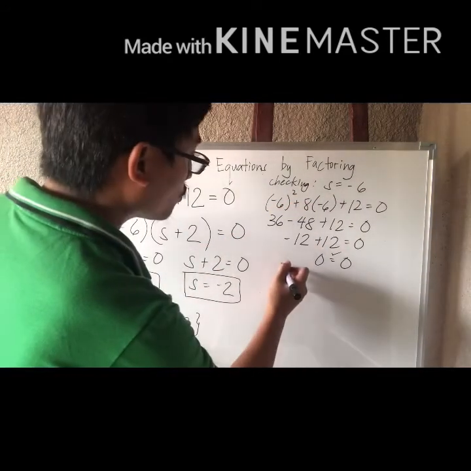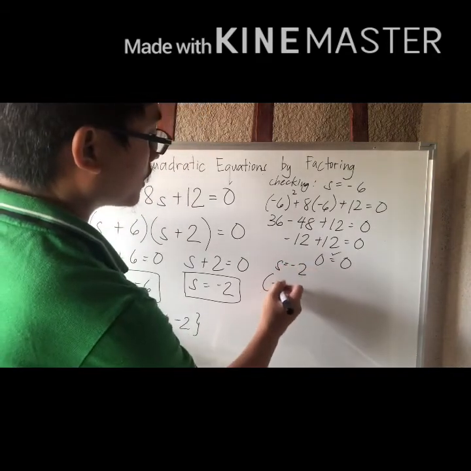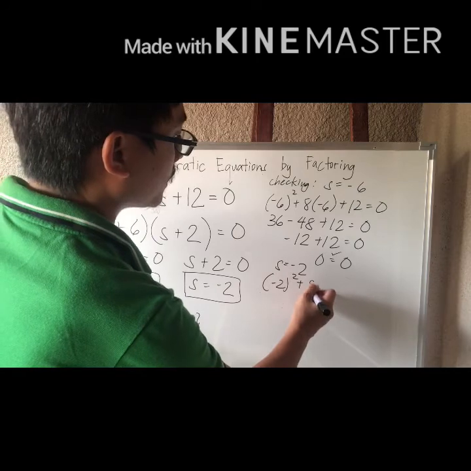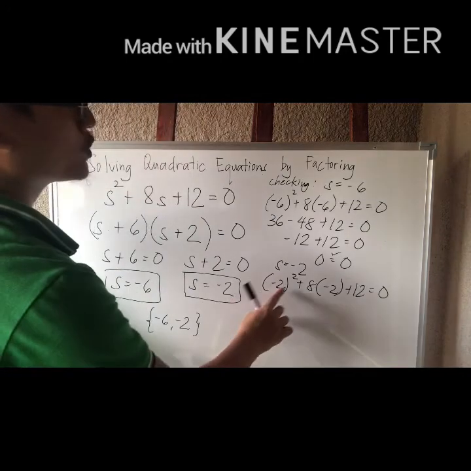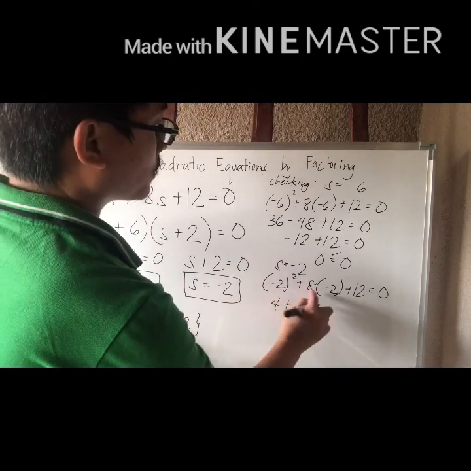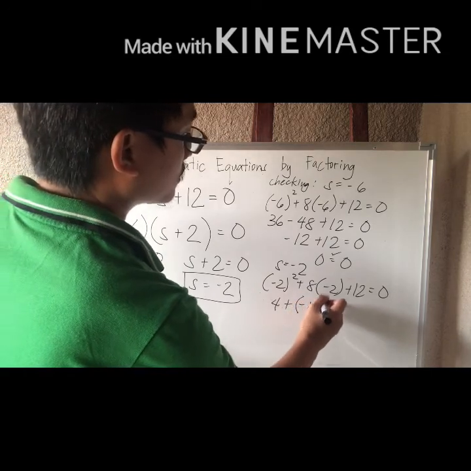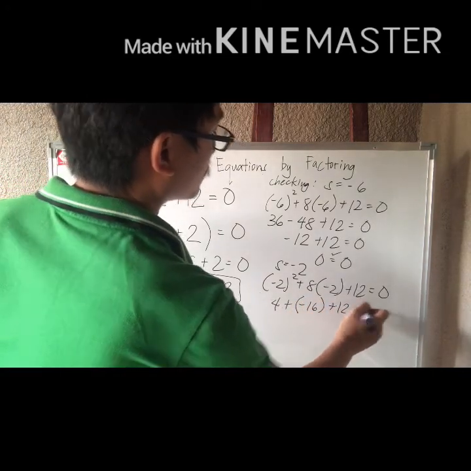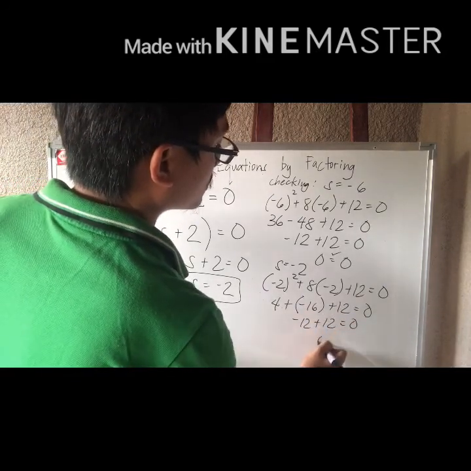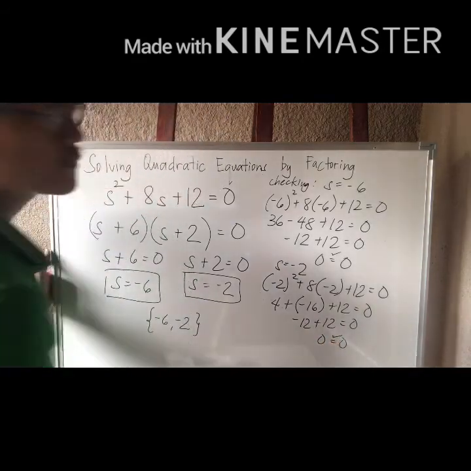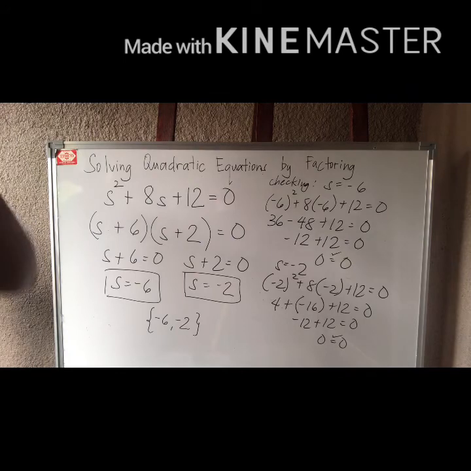For negative 2, that is negative 2 squared plus 8 times negative 2 plus 12 equals 0. Squared this is positive 4 plus 8 times negative 2, that's negative 16 plus 12 equals 0. 4 plus negative 16 is negative 12 plus 12 equals 0. 0 is equal to 0. So therefore, the solutions negative 6 and negative 2 satisfy the quadratic equation s squared plus 8s plus 12 equals 0.